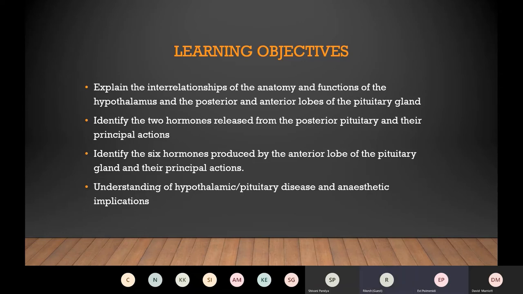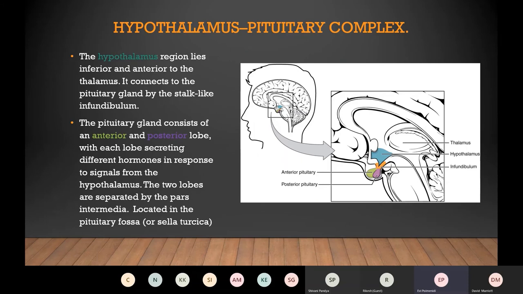And I think it was quite interesting to also include a part regarding hypothalamic and pituitary disease and some anaesthetic implications, which I have seen are asked quite often in exams. Now, starting with the hypothalamus, I don't know, can you see the mouse here?